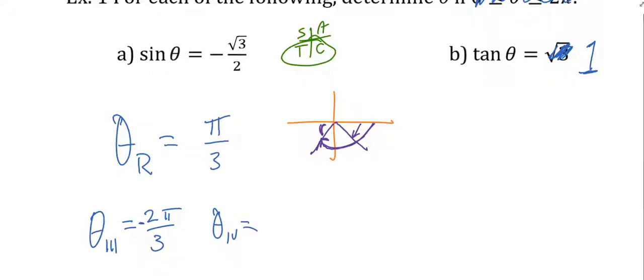In quadrant 4, negative pi by 3. Good, negative pi by 3. Again, it seems strange to have negative angles like that, but that's just because we haven't really done it before. Another way you can think about it, you don't have to. Don't be confused by this.